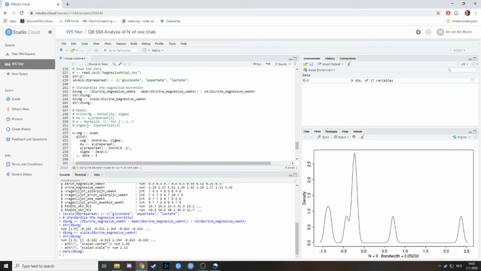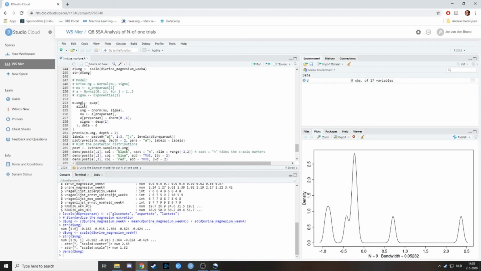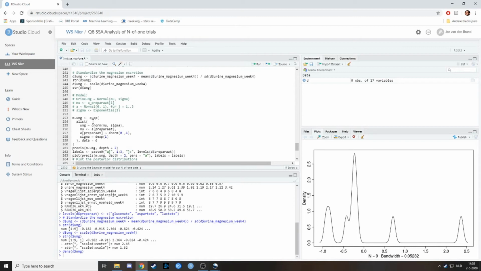For the sigma value, we take the exponential distribution, and remember from one of our first videos that a standard exponential distribution ranges from 0 to 5 approximately, which makes sense for the standard deviation for a standard normal distribution. Again, we use this quadratic approximation like we saw in the last few videos. And we put this model into actual R code. The data we've called D, and the data has been called up here.